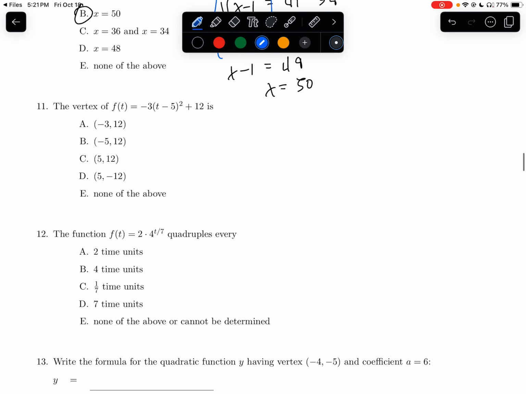What is the vertex of this function? Well, vertex form, remember we have a times t minus h squared plus k, and we just equate them here. So h is 5, k is 12, and so that's choice C.